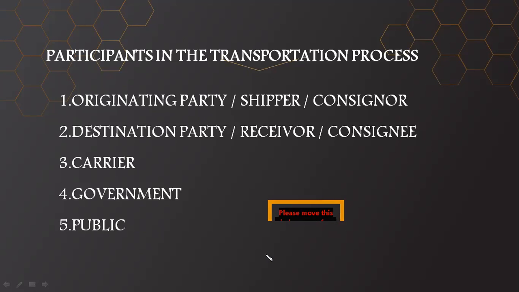It starts from an originating party, also known as the shipper or the consignor, from where the goods are sent. Destination party, receiver or consignee, is to where the goods are sent. मतलब कौन रिसीव करने वाले हैं, किसको भेजने वाले हैं, कौन भेजेंगे वो originating party है, किसको भेजेंगे that is destination party, कैसे भेजेंगे that is carrier, through which mode of transportation it is going to be transported. And the government would be providing required infrastructure, required rules, regulations, all these things, policies, etc., decided by the government.